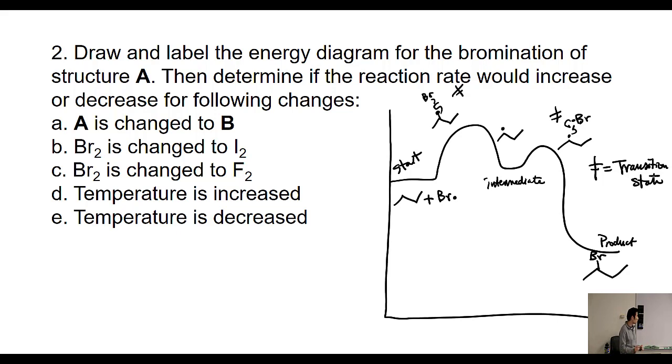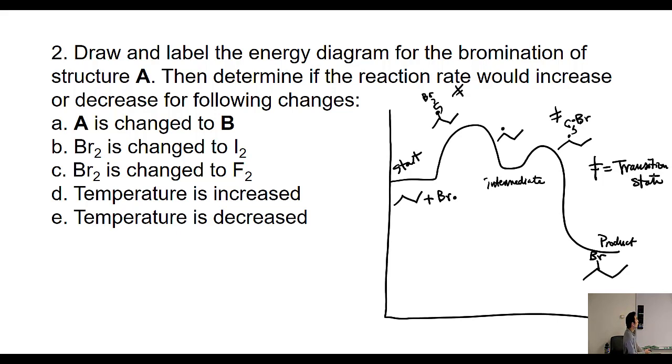When A is changed to B, so structure B had a double bond, would that make my reaction go faster or slower? I just drew out my energy diagram. Questions about the energy diagram and what it means? It's two transition states because it went through two steps. Yes, two transition states, two steps. The transition state is when electrons are moving.